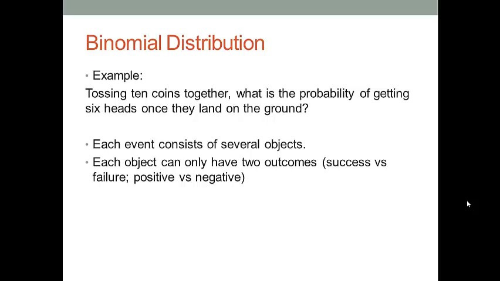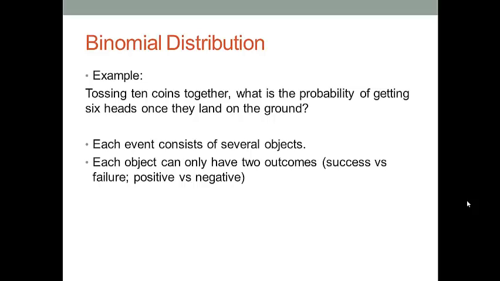Binomial distribution. I want to use an example to show everyone how to use this probability calculation. Let's say we want to toss 10 coins together. What is the probability of getting 6 heads once the 10 coins land on the ground? Some classmates are very smart. They can immediately get the answer 50%, right?